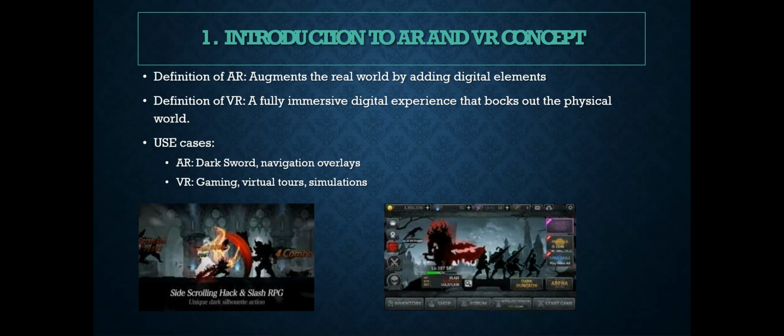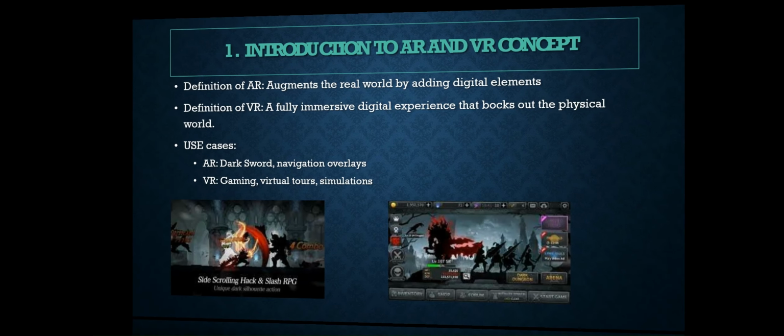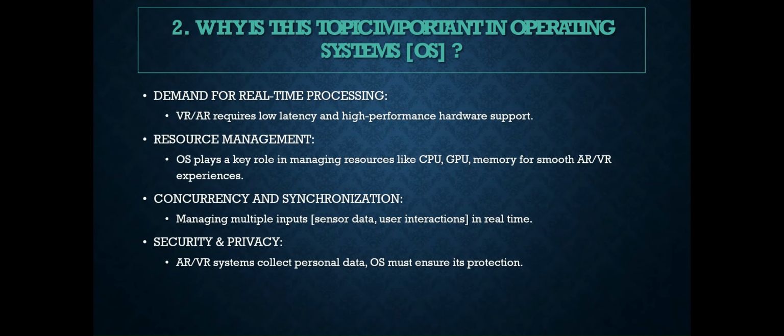Both technologies require significant computing power, which is where operating systems come into play. Now, you might be wondering, why do we need to discuss this in the context of operating systems? Well, AR and VR applications are incredibly demanding. They require real-time processing, meaning the operating system has to handle tasks immediately, without delay. The OS also manages system resources like the CPU and GPU, which are crucial for high-performance graphics in AR and VR.